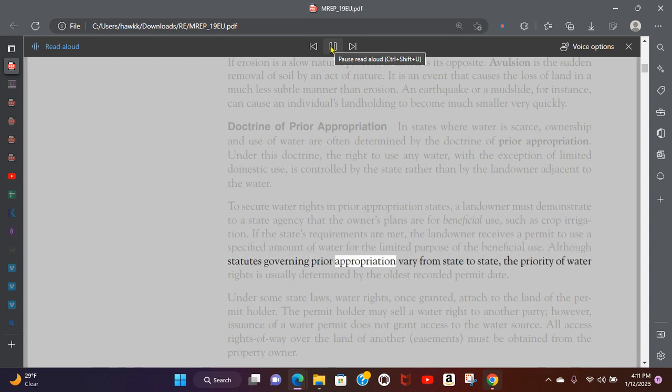Although statutes governing prior appropriation vary from state to state, the priority of water rights is usually determined by the oldest recorded permit date. Under some state laws, water rights, once granted, attach to the land of the permit holder. The permit holder may sell a water right to another party. However, issuance of a water permit does not grant access to the water source.